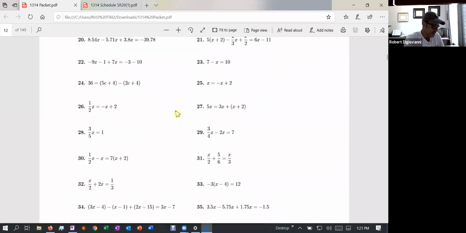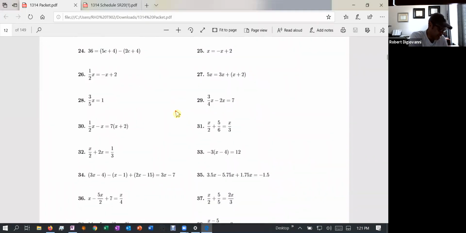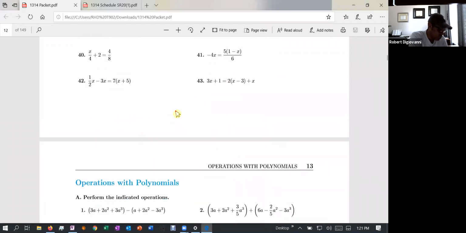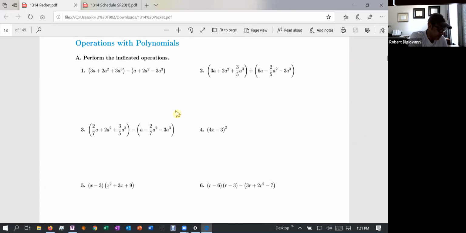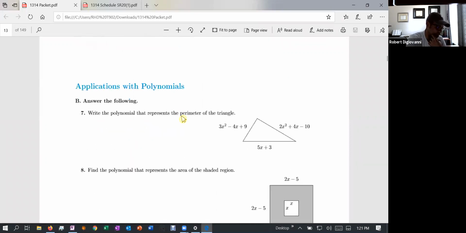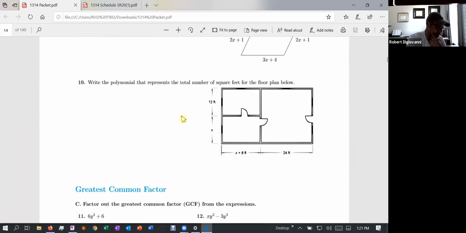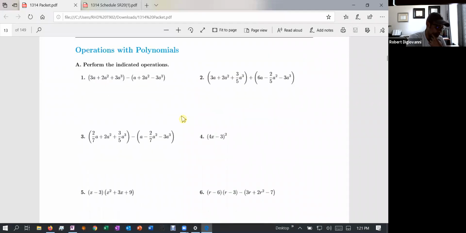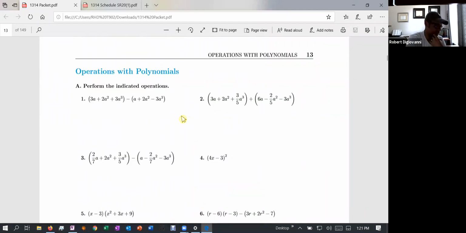Okay, so I'm going to leave you to your homework there for solving linear equations. And we are moving on. So we're going to do operations with polynomials. This will be, I think, the last thing that we do here today. See, we got about 15 minutes. I don't know, the person hasn't shown up.